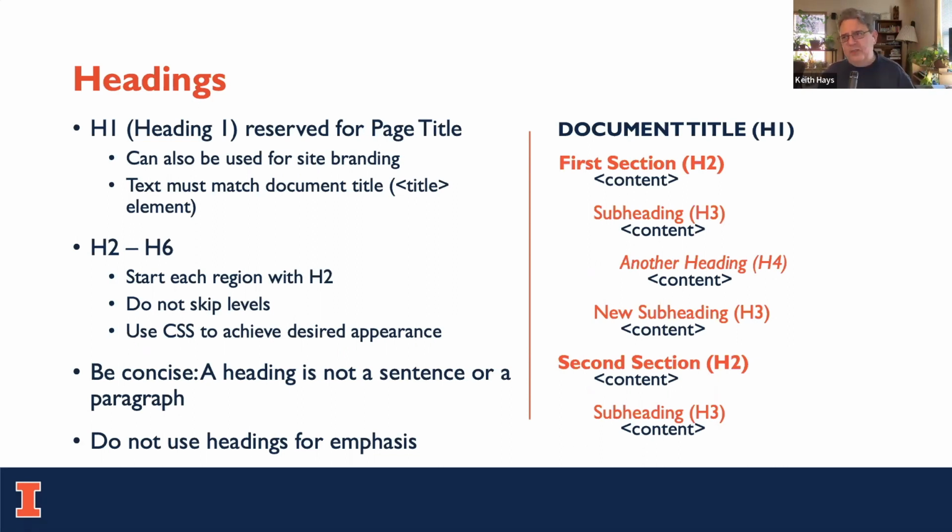So don't skip levels. The reason why is if I'm going along and I have an H2 and suddenly I go to an H4, if I am a user who's blind, I'm going to be wasting time finding out where that H3 went. And I might go back and try to find it. Or it'll tell me, hey, this document outline is not really to be trusted. I'm going to have to spend a lot more time figuring out what the content of this page is about.